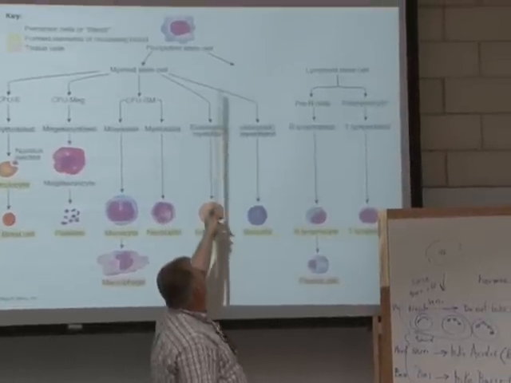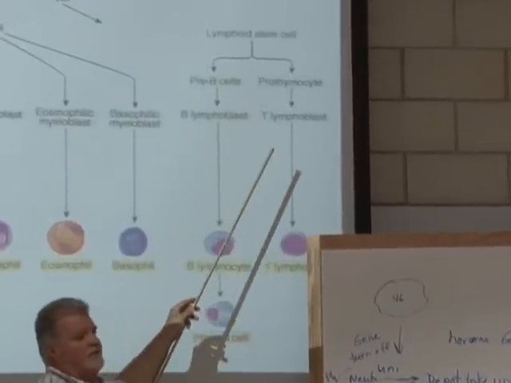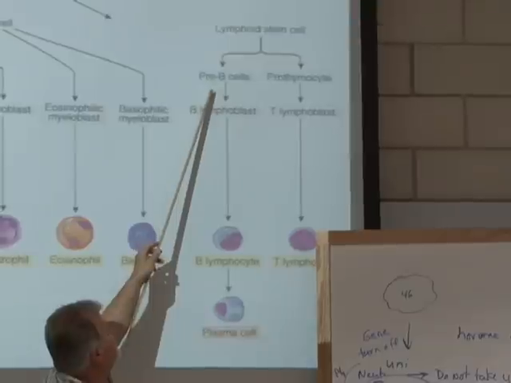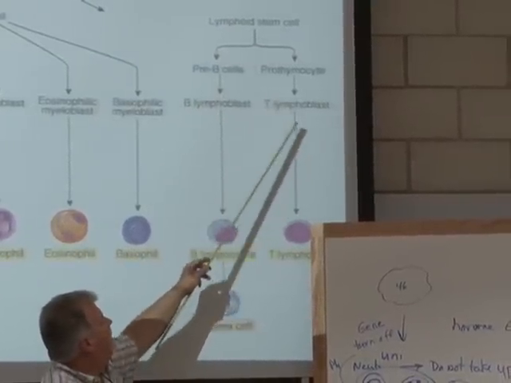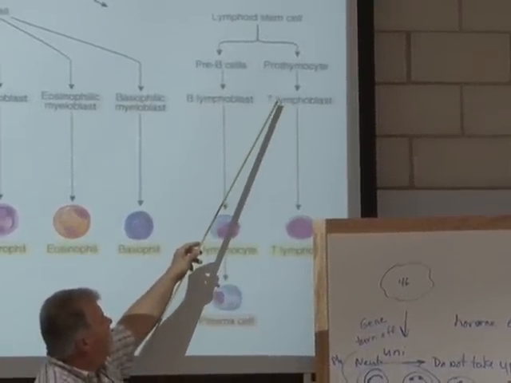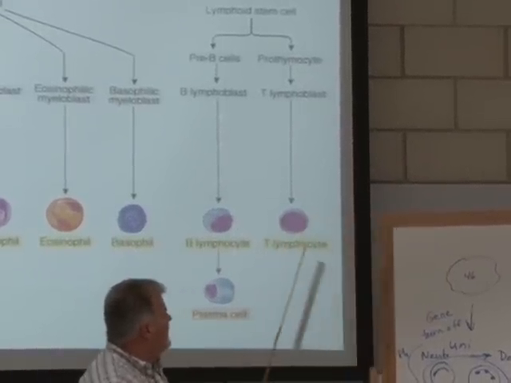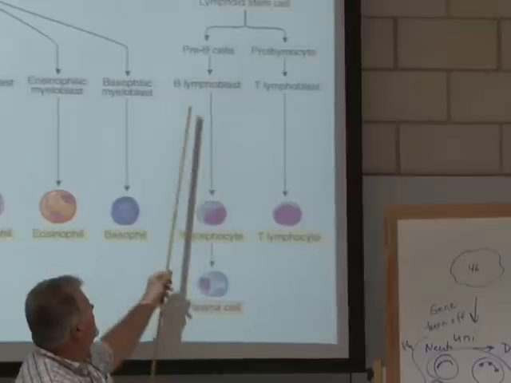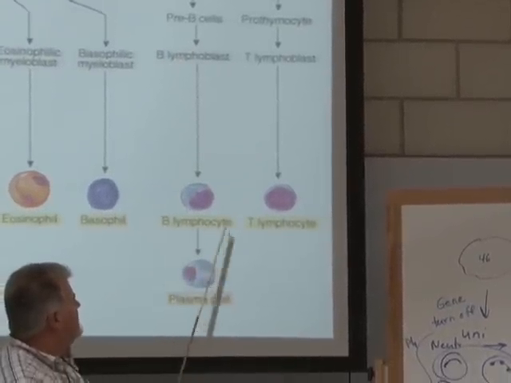And then if we convert a pluripotent stem cell to a myeloid stem cell, then we have to use a different communicator that converts it to a pre-B cell or a pro-thrombocyte. And then thromboblasts actually will become what we call T lymphocytes. And pre-B cells become what we call B lymphocytes.